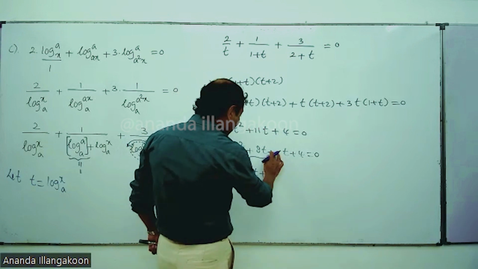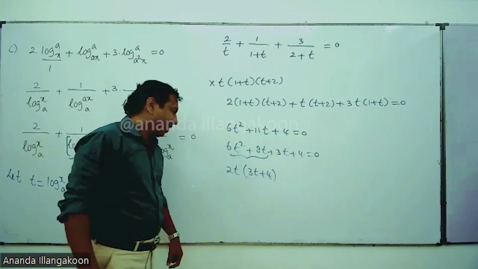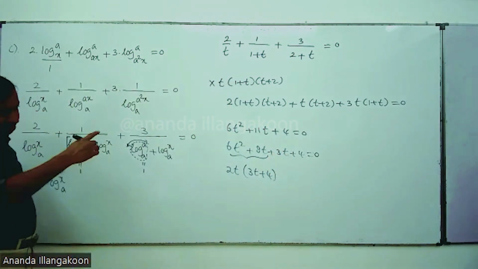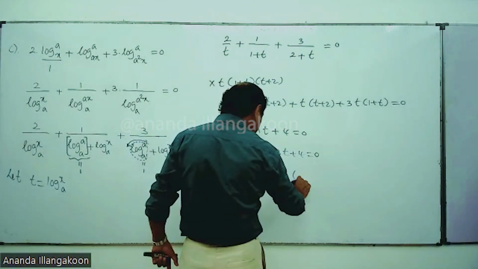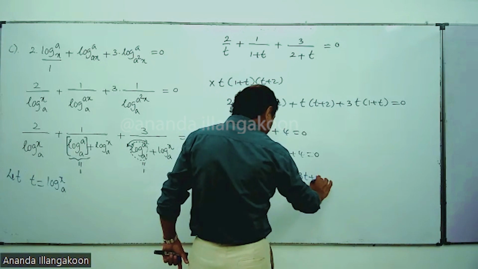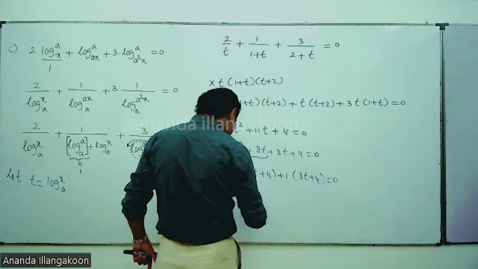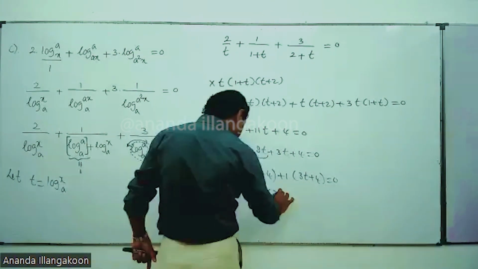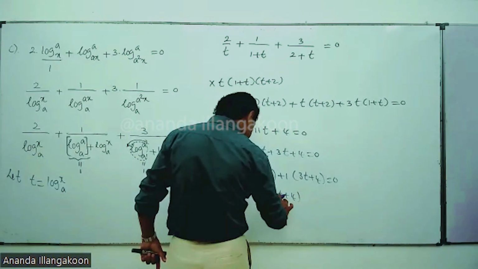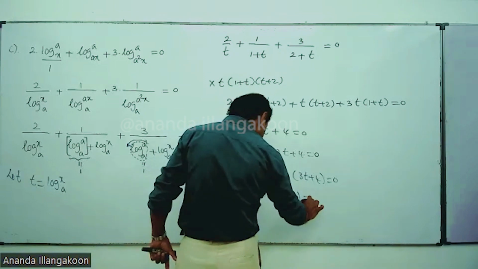Here, 11, not 11t, yeah, 3t, yeah. 8t plus 3t, then only we get 11t, yeah. Then, by these two terms, we get plus 1 now. 3t plus 4 equals 0, right? Then we get 2t plus 1, 3t plus 4 equals 0. All right.